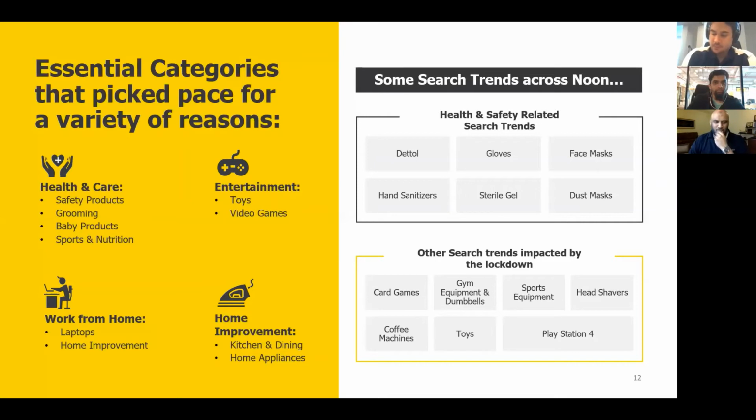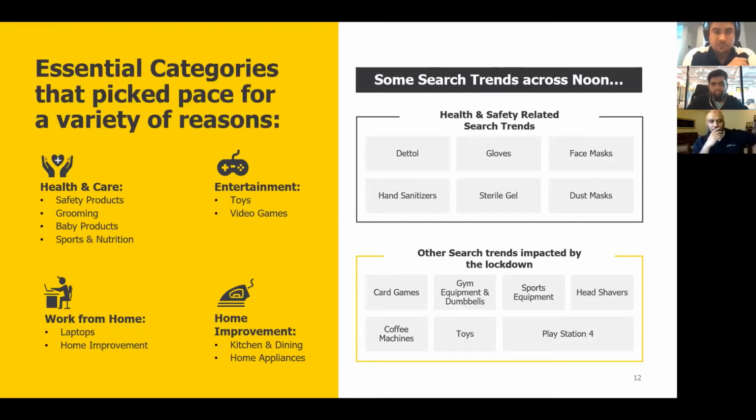All right, so here I think it gives you an idea of the point that I mentioned in the previous slide, what we mean by essential categories. So obviously the very first essential category, what you see on the left, is health and care, safety product, grooming, baby products, sports and nutrition, entertainment, toys and video games, and then work from home, laptops and home improvement, and then kitchen and home appliances.